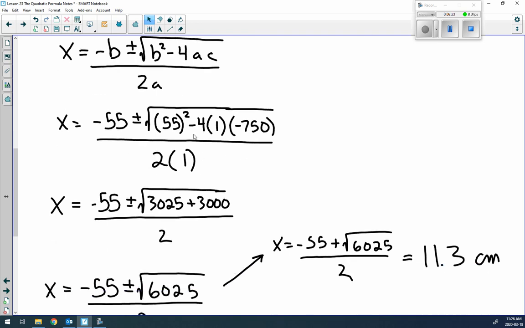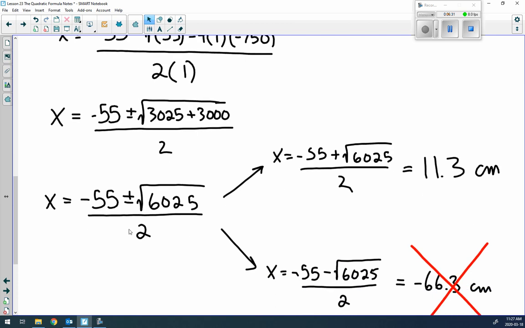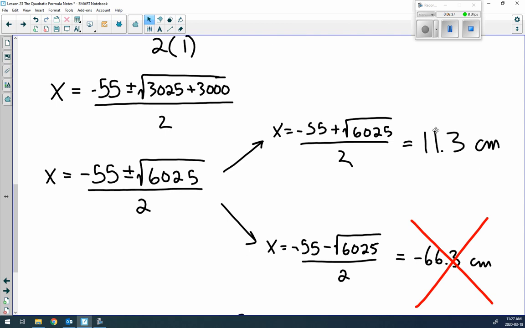Now, careful here. Here's another example. -4 times 1 times -750. That's going to be a positive number. Don't make that mistake there. Make sure you put the positive in, okay? So we do the math, and then we split them, right? -55 plus that, -55 minus that. Now, interesting thing. There's two answers. 11.3 centimeters and -66.3.